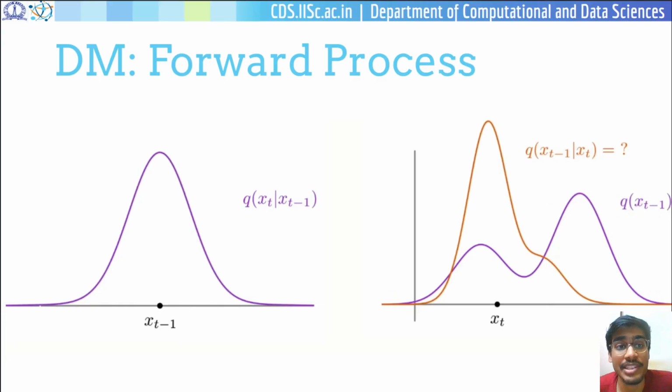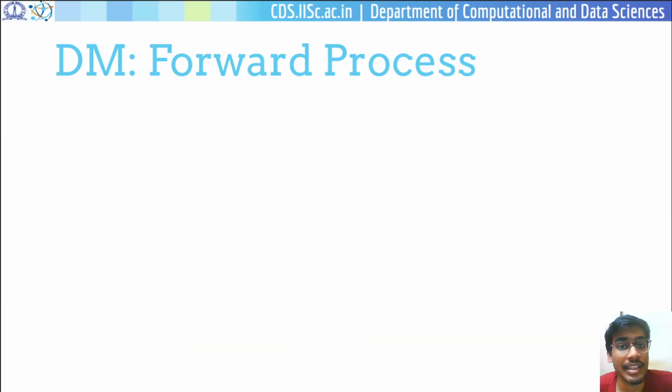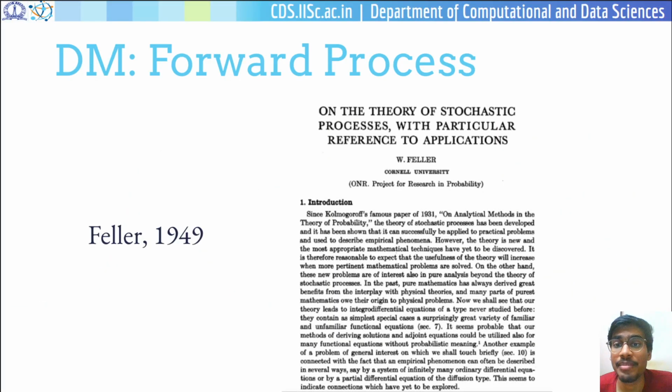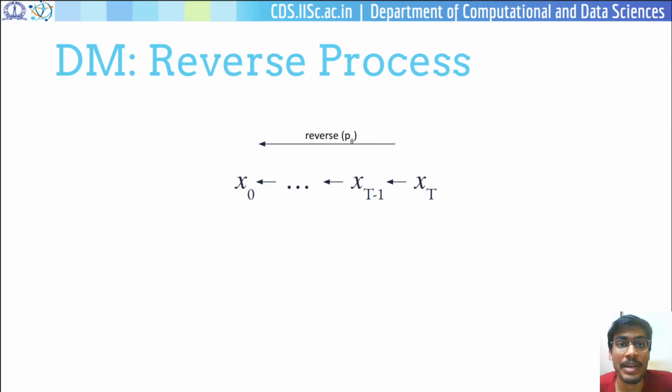We could then be justified in modeling the posterior of the forward step, that is q xt-1 given xt, with a unimodal Gaussian, eliminating the contribution from the mode to the right. In fact, it can be shown theoretically that in the limit of infinitesimal step sizes, the true reverse process will have the same functional form as the forward process. Diffusion models leverage this observation, parameterizing each learned reverse step to also be a unimodal diagonal Gaussian.